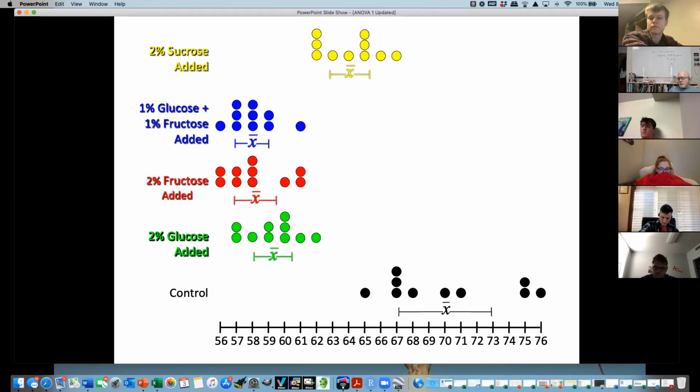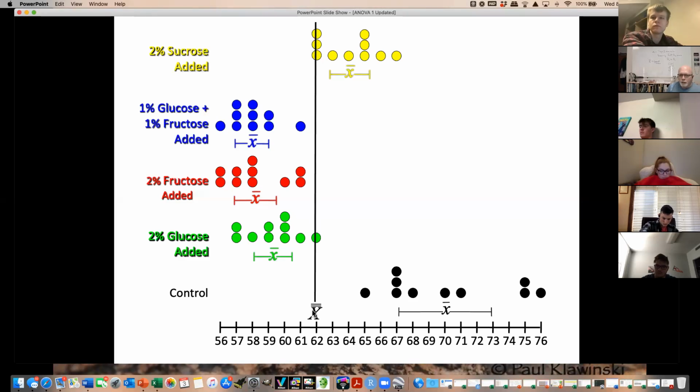If that were the case, there's just one big sample, and that big sample has a grand mean. So the X with the double bars over it is the grand mean. It is the mean of all of the data combined across all treatments. And when we calculate the grand mean, it's right down here around 62. This is where the grand mean is.